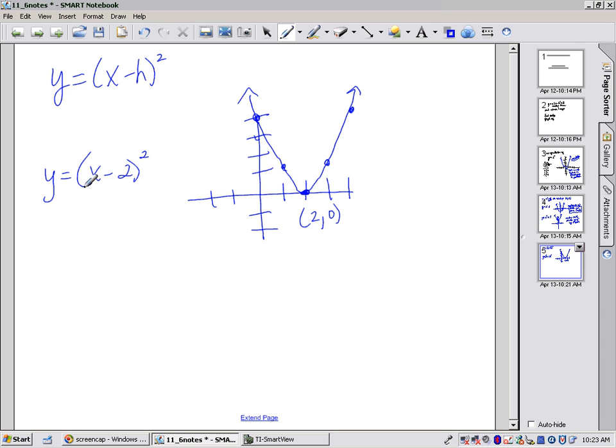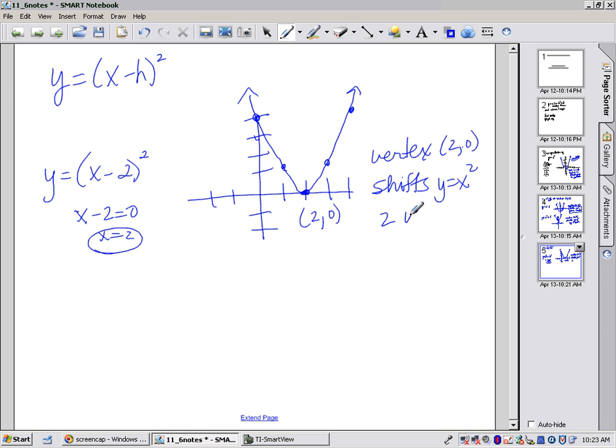So actually it's whatever makes that inner expression 0 that is the x value of the vertex, right? If I said x minus 2 equal to 0, I would get x is equal to 2. So that tells me how it's going to shift: 2 to the right. So the vertex is (2, 0). And this shifts y is equal to x squared 2 units right.